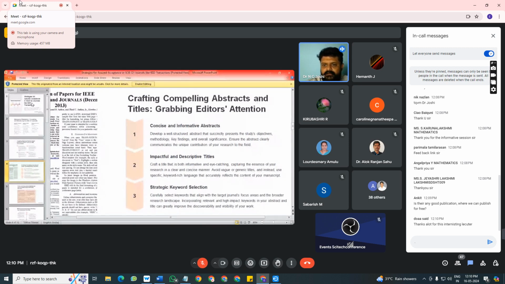You should not adopt vague or generic titles, whatever the editor has shared for your research. To ensure that, we will have abstracts.